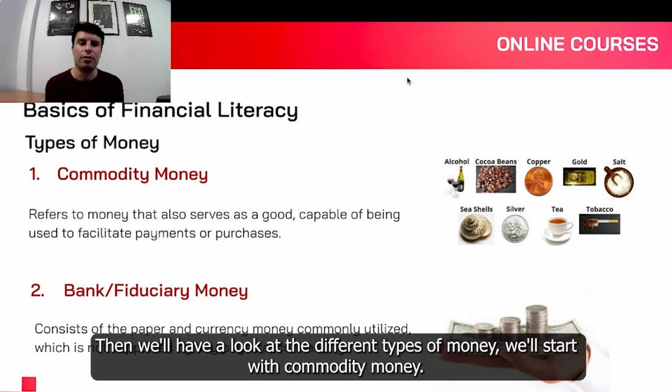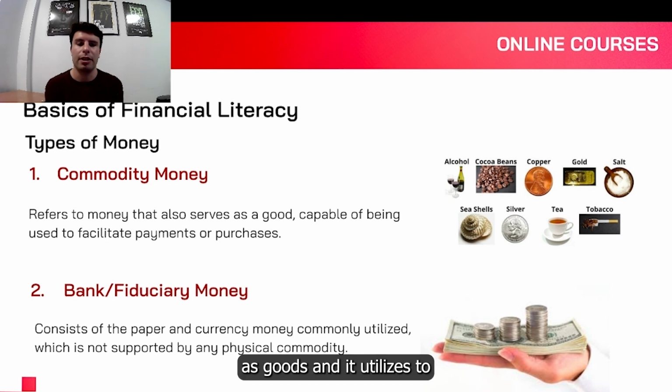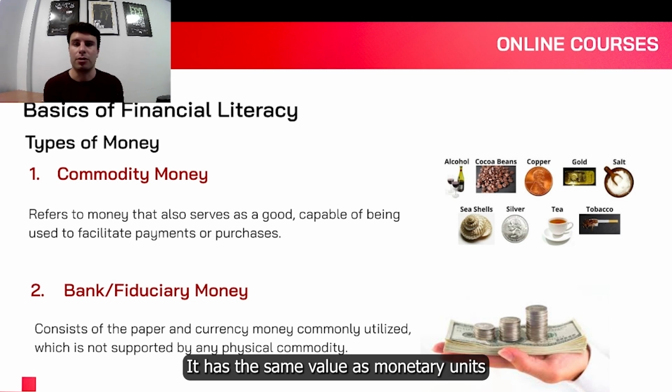Then we'll have a look at the different types of money. We'll start with commodity money. Basically, this is the money that also serves as goods, and it is utilized to facilitate payments. It has the same value as a monetary unit, and it can be either salt, silver, copper, gold, as you see in the image on the right.